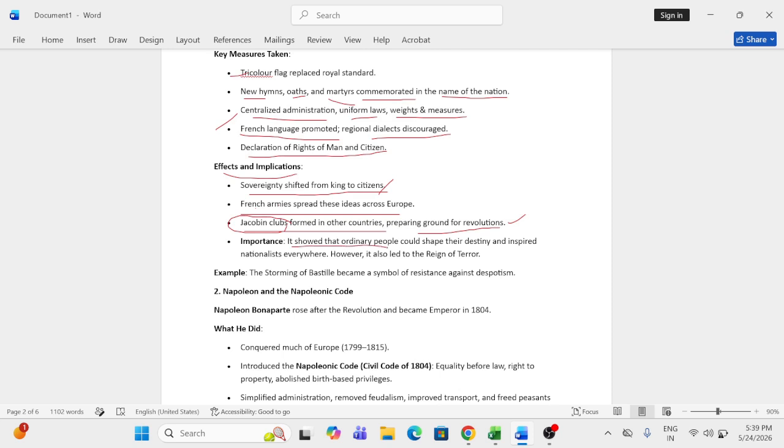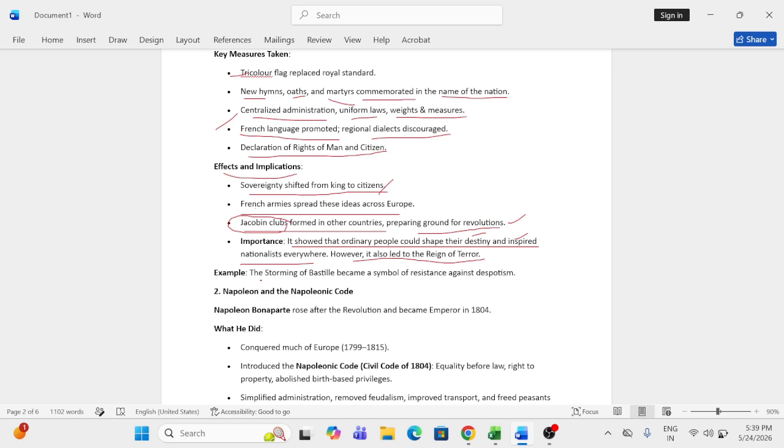It showed that ordinary people could shape their destiny and inspire nationalists everywhere. However, it also led to a regime of terror. So it says that any country can take lessons, any country can shape their identity and destiny, and they can inspire the nationalists everywhere. Right? This is what they mean.